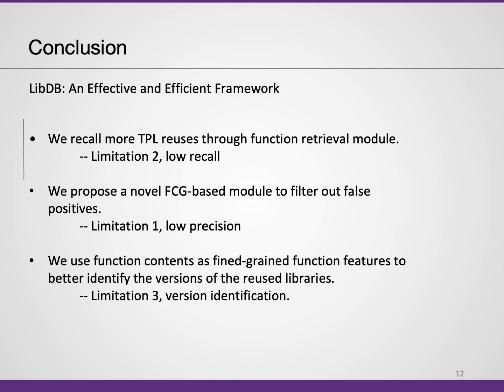Next, in order to improve the precision, we design a comparison algorithm based on FCGs to calculate the similarity between two binary files. The algorithm greatly improves the precision of both LibDB and existing approaches. Finally, we use fine-grained function features to better identify the versions of the reused libraries, which is not supported by previous binary TPL detection methods. Extensive experiments have demonstrated the effectiveness and efficiency of LibDB.